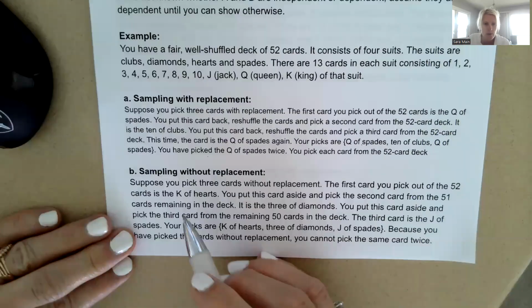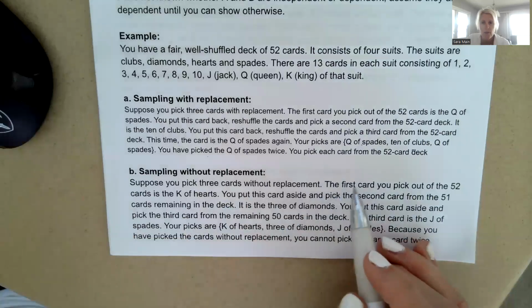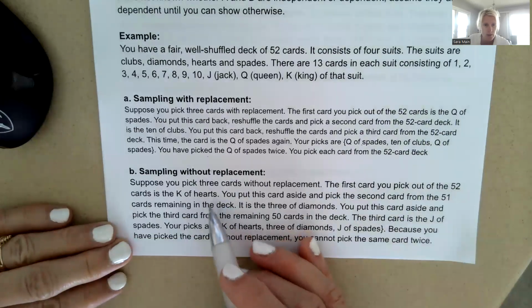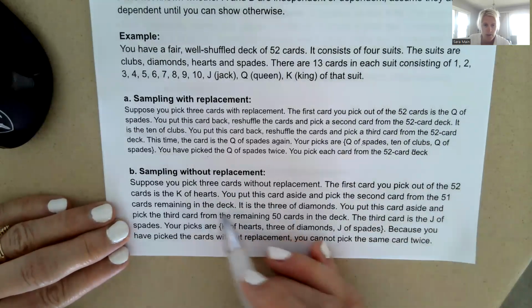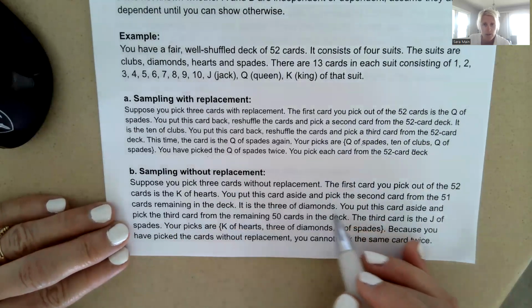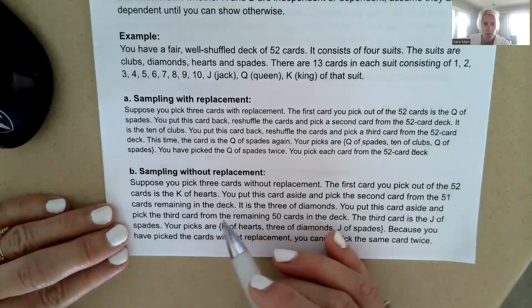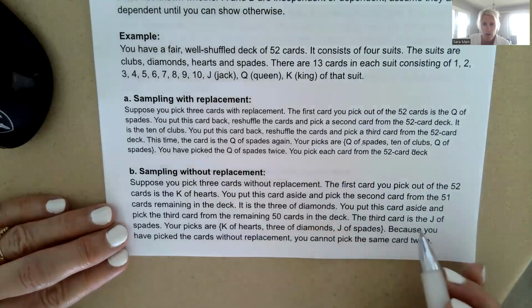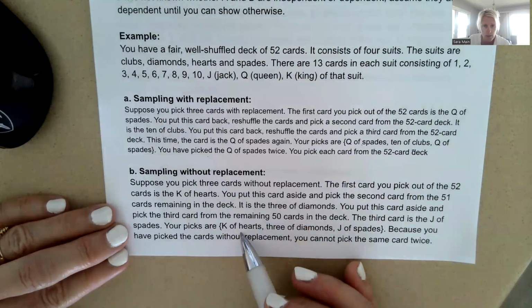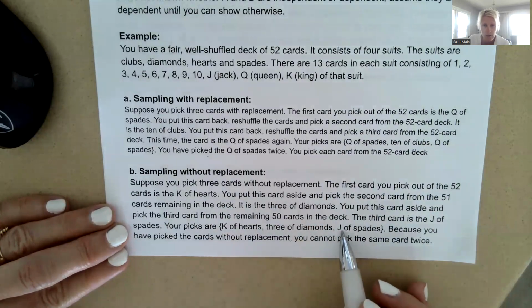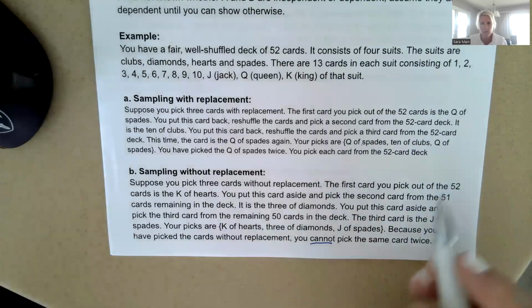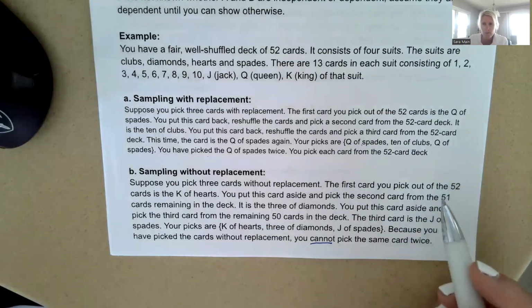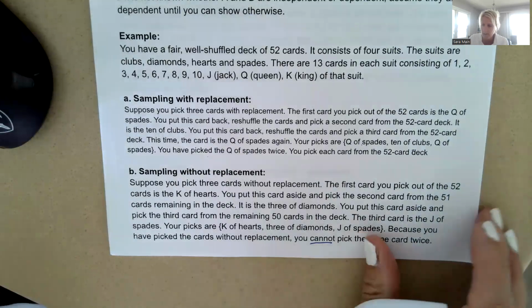Now without replacement. Suppose this time you pick 3 cards without replacement. The first card you pick out of the 52 cards is the king of hearts. You put this card aside and pick the second card from the 51 remaining cards in the deck. It is the 3 of diamonds. You put this card aside and pick the third card from the remaining 50 cards in the deck. The third card is the jack of spades. Your picks are the king of hearts, the 3 of diamonds, and the jack of spades. Because you have picked the cards without replacement, you cannot pick the same card twice. And that's why there were 52 cards possible, then 51 cards possible, then 50 cards possible.